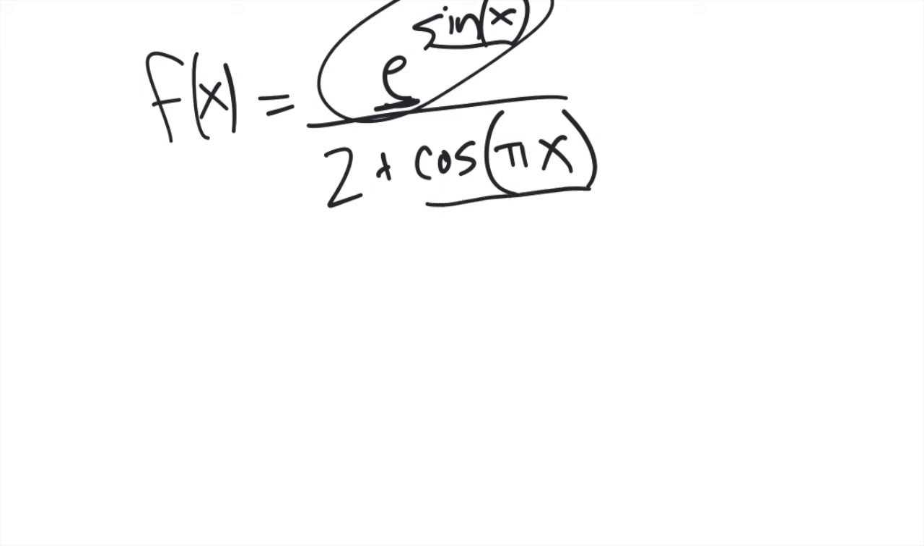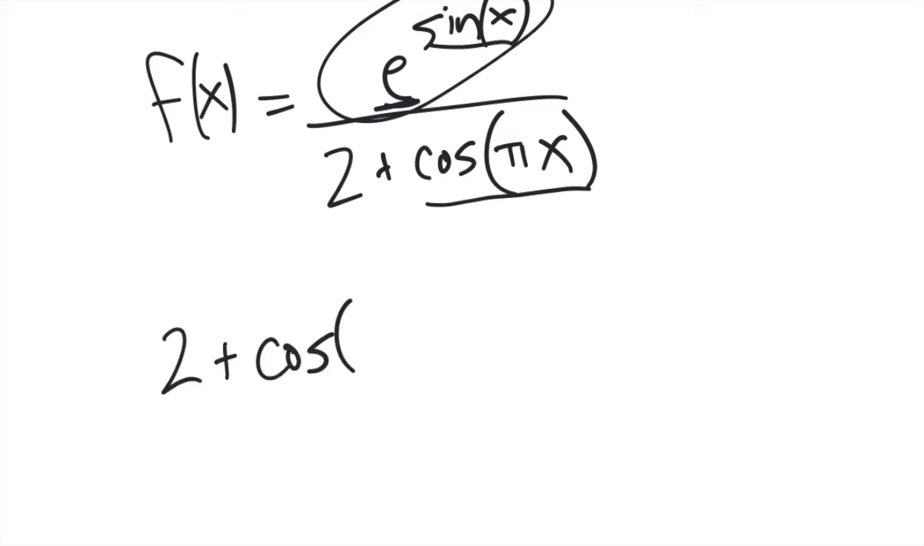The cosine of pi x. All right. The cosine. Remember, the domain of a cosine is all real numbers. You can plug in whatever you want. And the only place where this seems like there could be a problem is the fact that we have a fraction. So remember, with a fraction, you're not allowed to divide by 0. So we want to think about this.